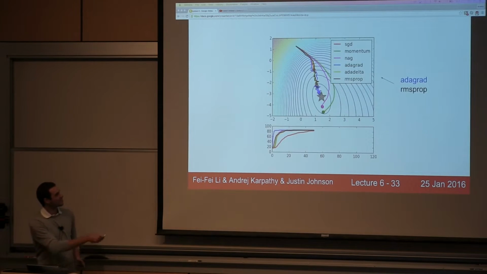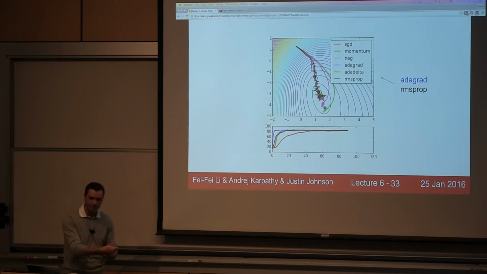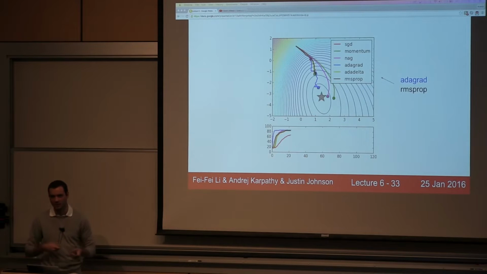In this optimization perspective, we can see Adagrad here is blue, and RMS prop is in black. Both of them converge quite quickly down this way. In this particular case, Adagrad ends up converging slightly faster than RMS prop, but that's not always the case. Usually what you see in practice when you train deep neural networks is Adagrad stops too early, and RMS prop will usually win out. Any questions about Adagrad, RMS prop?